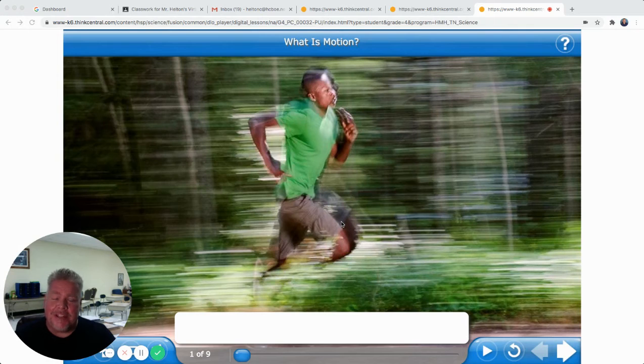Today we're going to watch a digital lesson. And our essential question today is something you already know the answer to. What is motion? The answer is what? It's a change in position, right? We learned. So motion is a change in position.